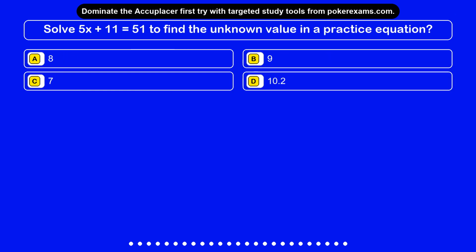Question 7. Solve 5x plus 11 equals 51 to find the unknown value in a practice equation. Option A, 8. Option B, 9. Option C, 7. Option D, 10.2.